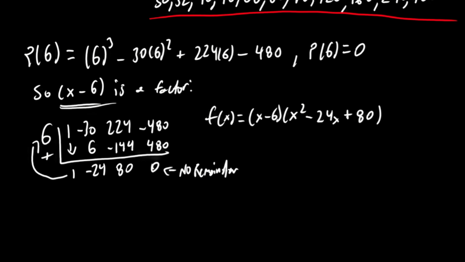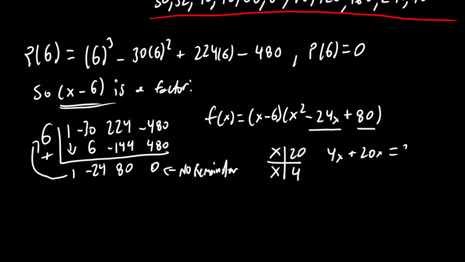For the box method, basically we want to know what two numbers multiply to get 80 but add together to get negative 24. So we set up our boxes, and x times x is x squared, and off the top of my head, 20 times 4 gives us 80. Now what we're going to want to do is multiply diagonally. So we're going to do x times 4 gives us 4x, and x times 20 gives us 20x. Adding those two together gives us 24x, not negative 24x.